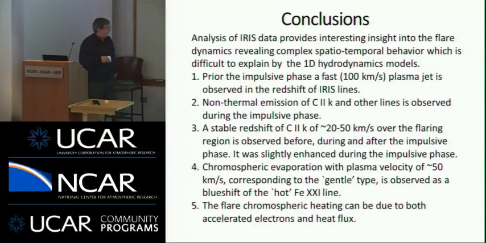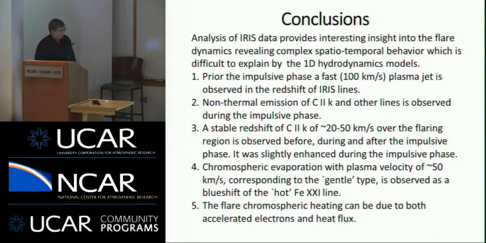And then in the cool lines, in carbon 2 lines, there was almost constant red shift during the whole flare, in the fourth flare. And chromospheric evaporation was observed in the iron 21 line. It's 50 kilometers per second. And generally the spatial structure could be explained, qualitatively, by the standard flare model. So we couldn't conclusively define what the source of this evaporation is, heat flux or electrons. Thank you.